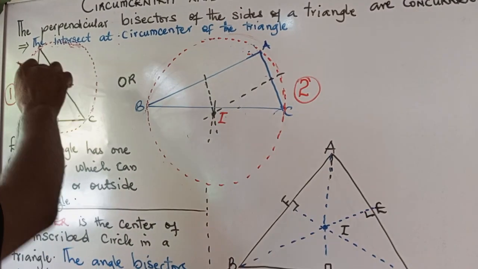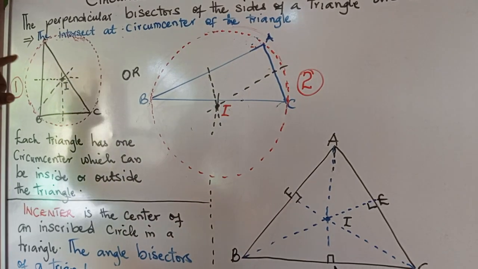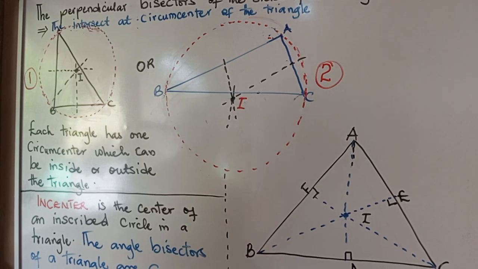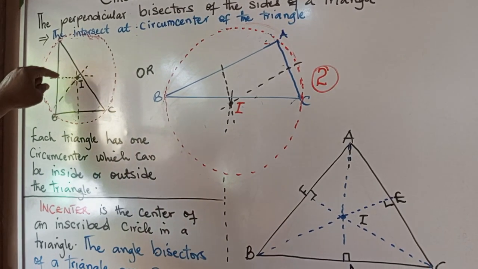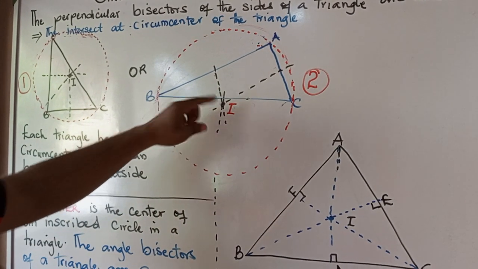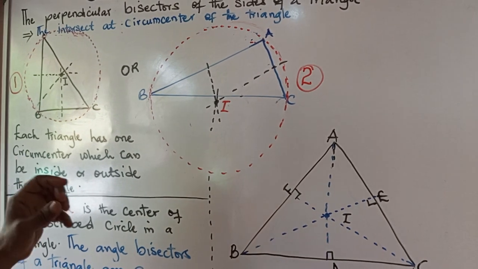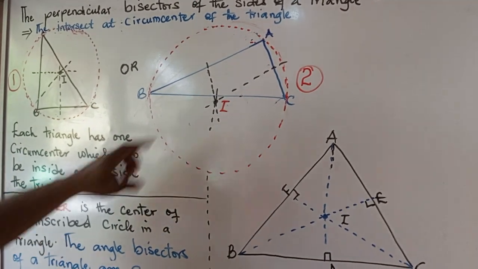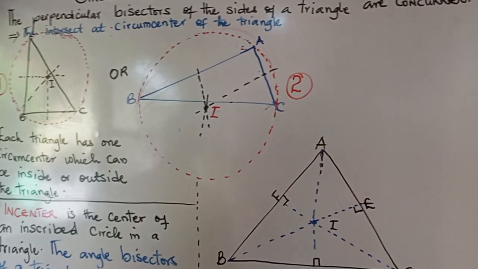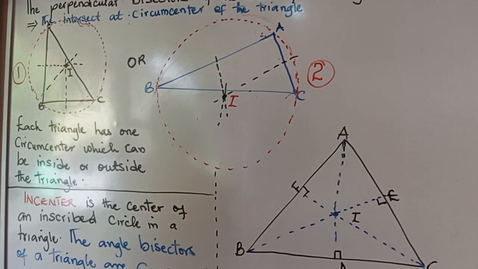It is at that center that you can keep your compass and draw a circle, which the circumference of that circle will touch the vertices of that triangle. In some cases, the circumcenter can be inside the triangle, but in other cases, like in example 2, it can be outside the triangle. But something outstanding is that the sides of the triangle are being bisected in order to have a point called the circumcenter. Take note that each triangle has only one circumcenter, which, as I said earlier, can be inside or outside the triangle.